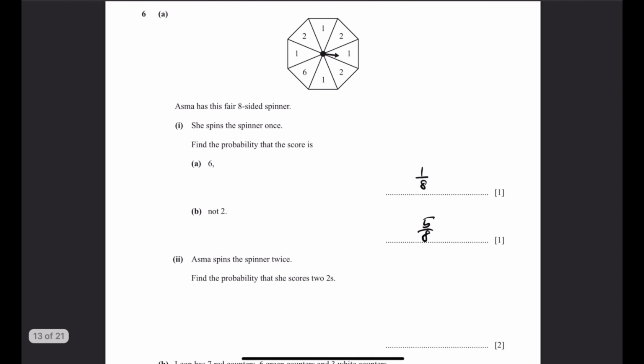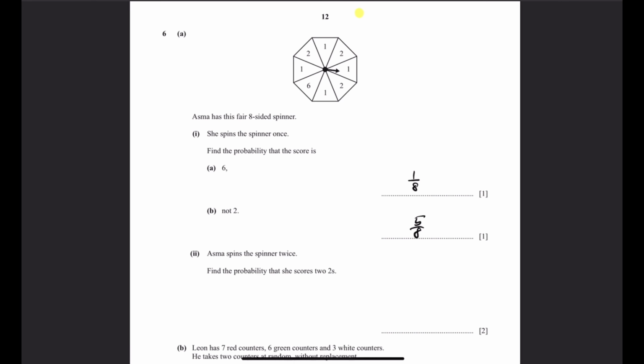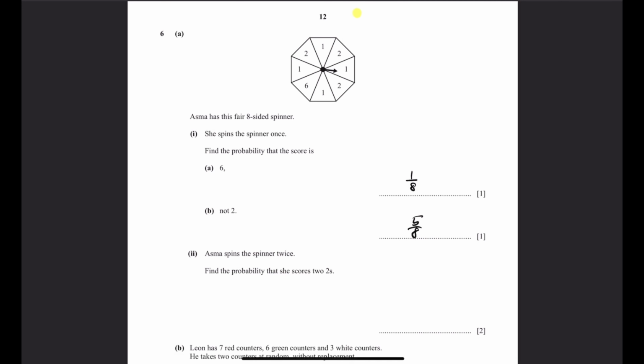Okay, Asma spins the spinner twice. So we need to find out the probability. The score is 2, 2, it will be 3 by 8. And if I try second time, same thing will happen. So it is 9 by 64.